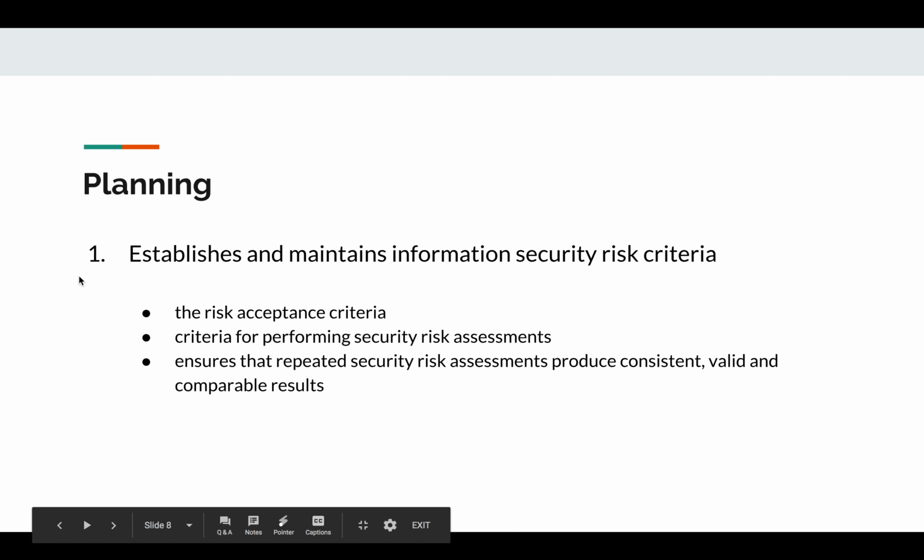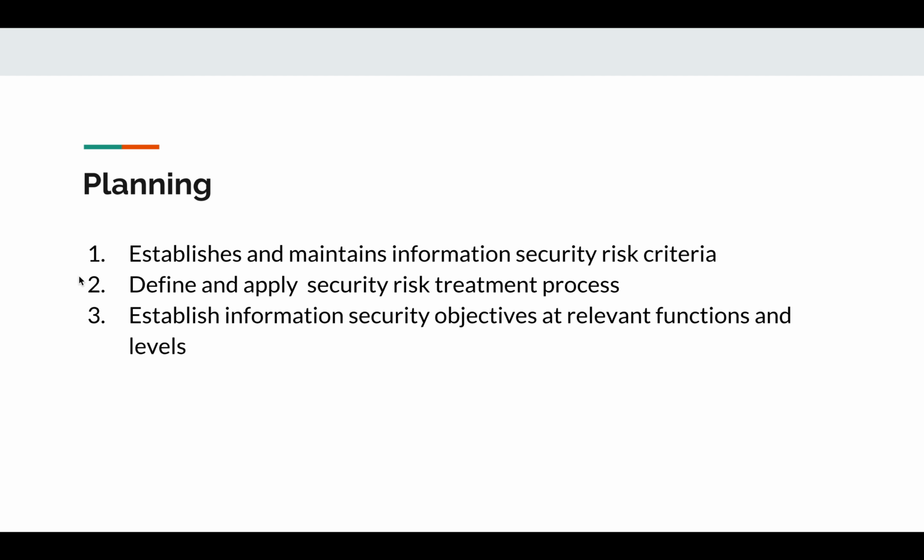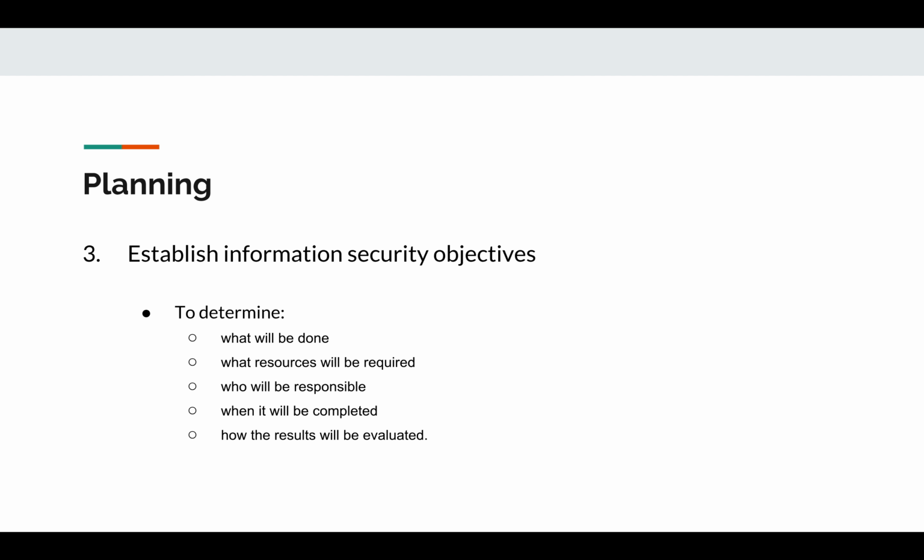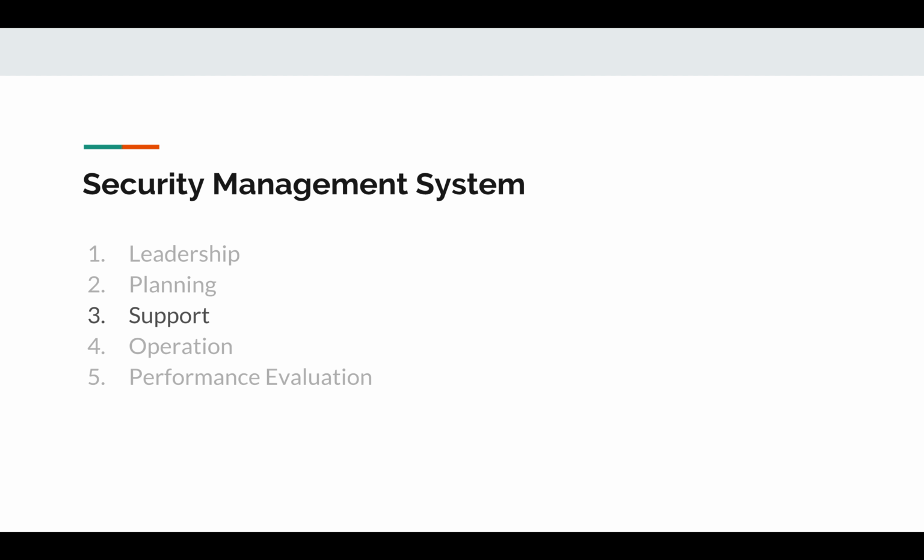So here is the process of doing planning. After doing planning, we are not ready for the operation yet. We need to make sure that all supports needed are available. As we talked about before, the leadership should ensure the supports are available in time.